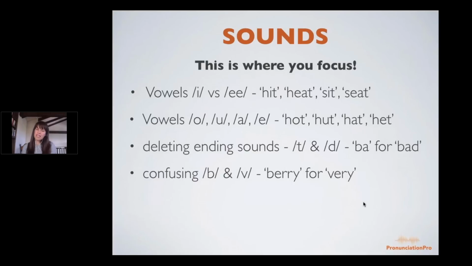Confusing B and V. Again, this goes back to the Spanish language carrying over to English, but instead of "very," we're hearing "berry."